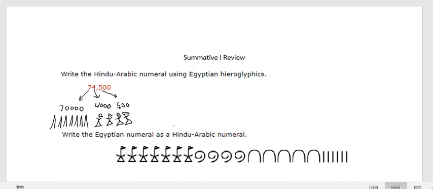And then we have 500, and that's represented with this symbol. So I'm going to need 5 of these. And then I have 0 for the tens and 0 for the ones. So my answer is going to be this.